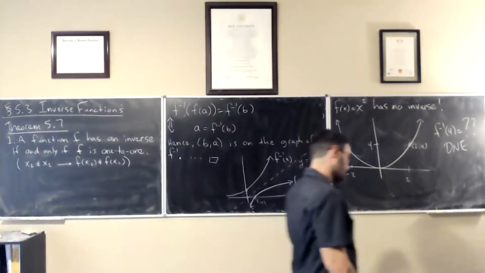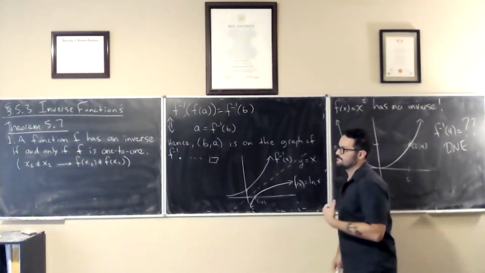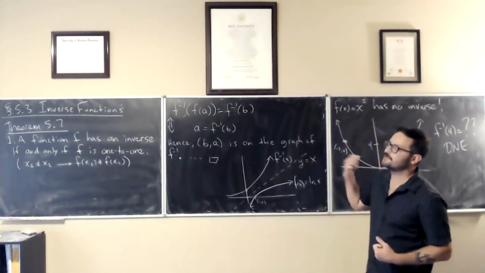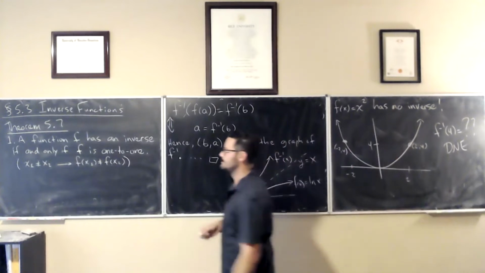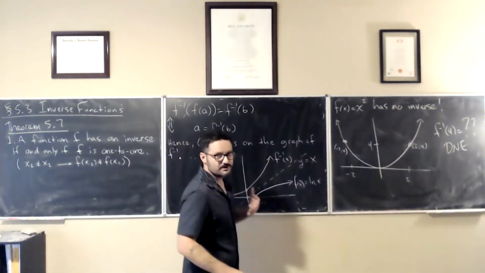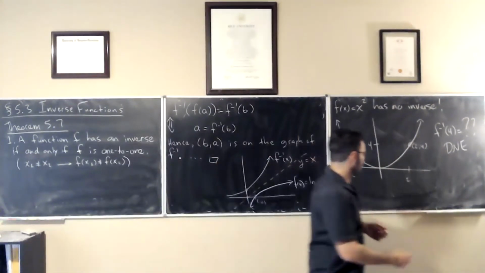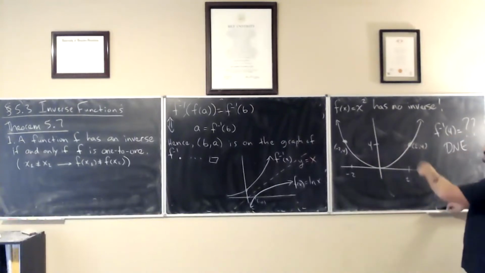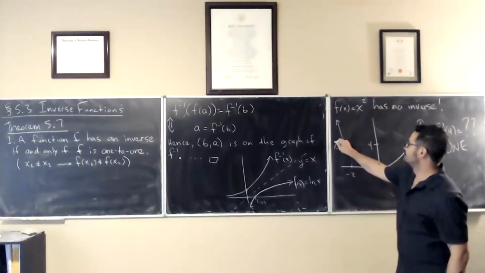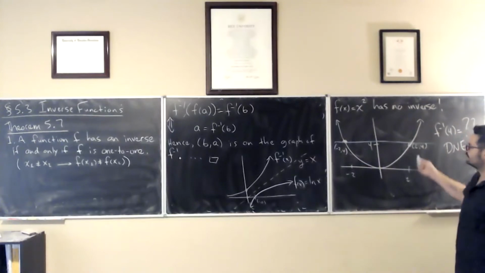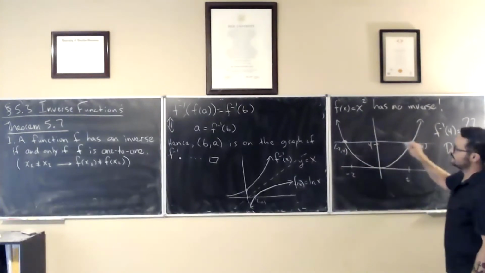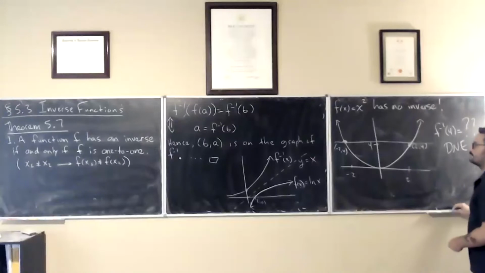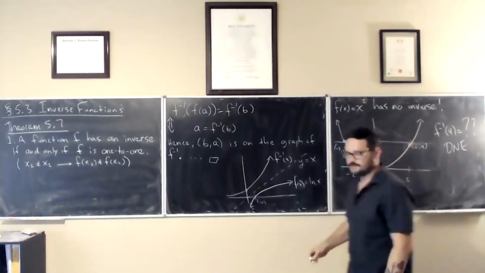So the theorem states that a function has an inverse if and only if, meaning it's a characterization, the function is 1 to 1. The function better be 1 to 1 in order for it to have an inverse. And for example, here, x squared is not 1 to 1. You draw a horizontal line, it's going to intersect the graph of that function at 2 points, so it cannot be 1 to 1.